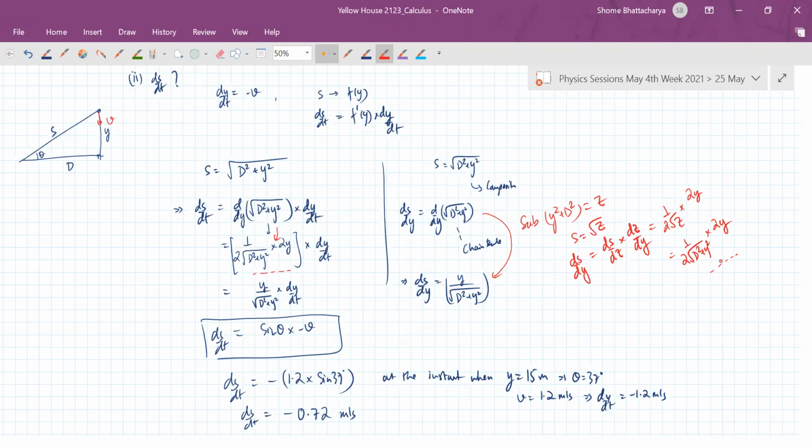While differentiating that square root of d square plus y square, we won't write 2d into 2y. Capital D is a constant. So when we are doing this step here, what is z? z is y square plus d square. Capital D is a constant here, so its derivative is 0. That's why we are just left with 2y. Got it?